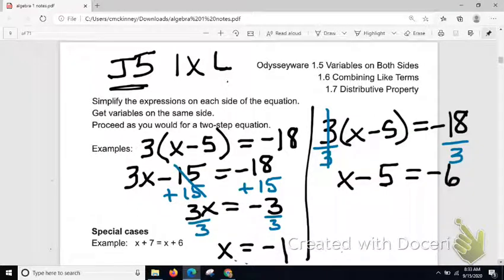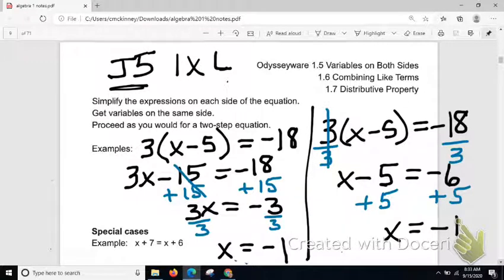So when I divide by 3, that gets rid of the 3 on the outside. That becomes negative 6. Then I just add 5. And x is equal to negative 1. So both ways we get the same answer.